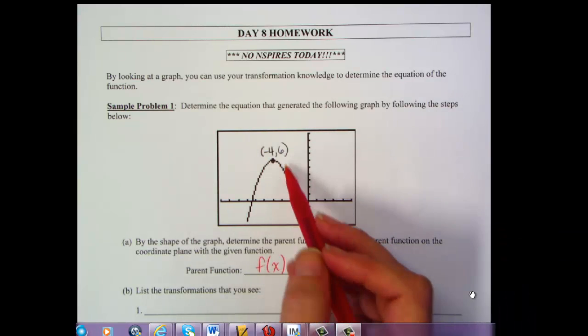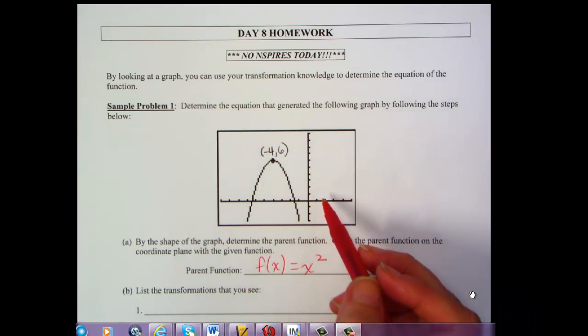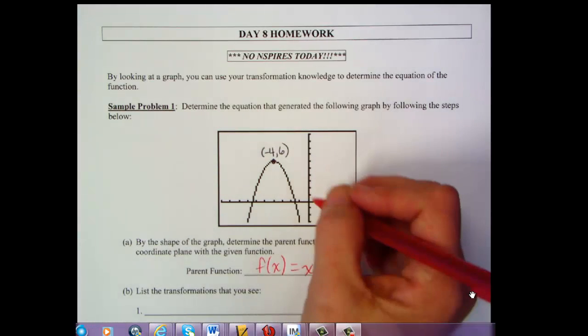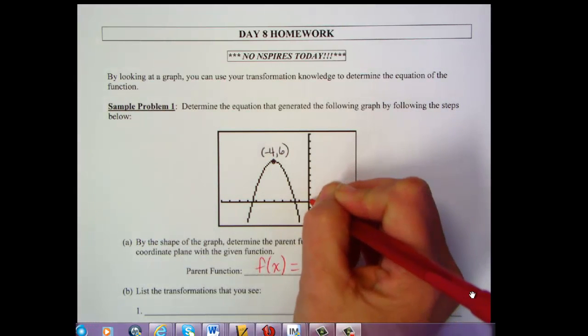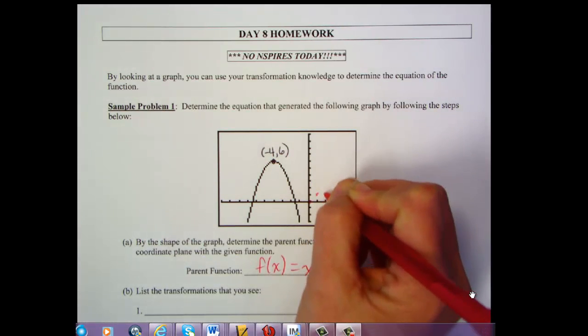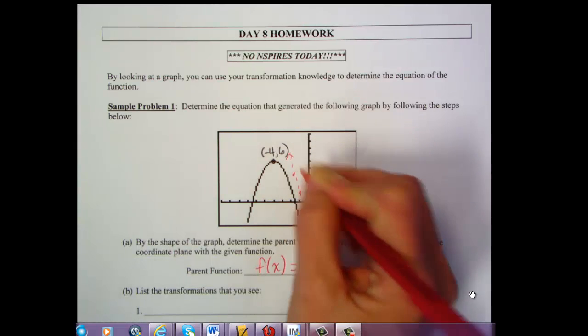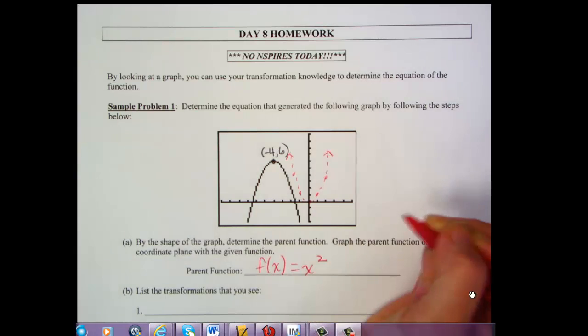and I'm going to graph that parent function, because as I graph parents and then continue to move them around, I can end up with my final equation a little bit easier. So my parent parabola, we know it well by now: 0, 0, 1, 1, 2, 4, 3, 9, and so on. Okay, so there's my parent graph.